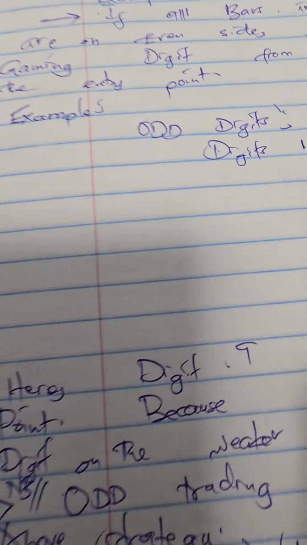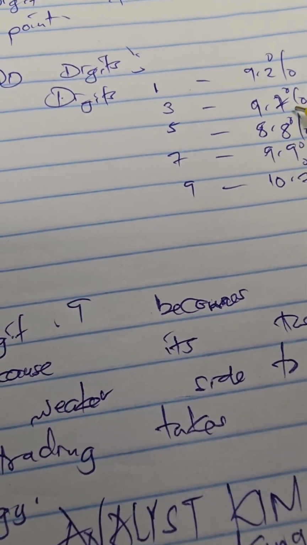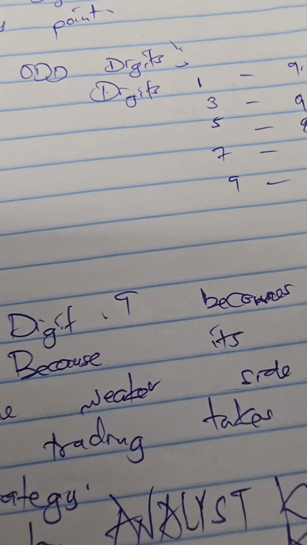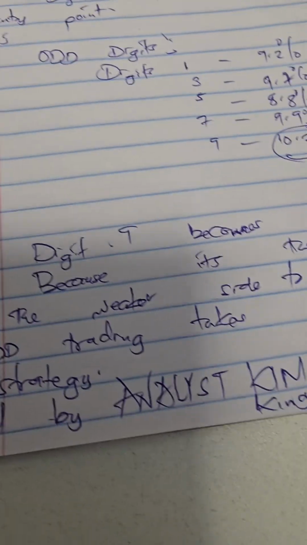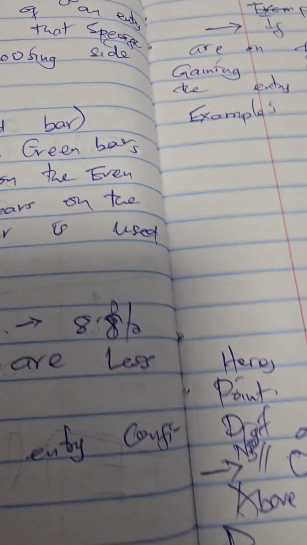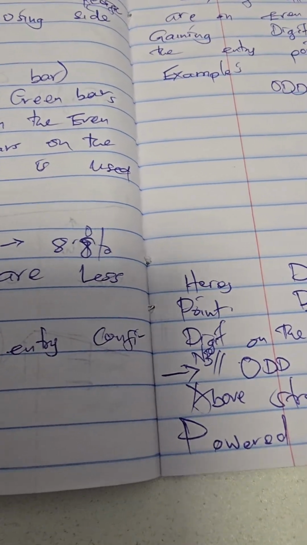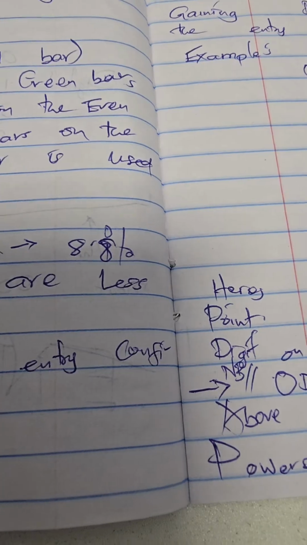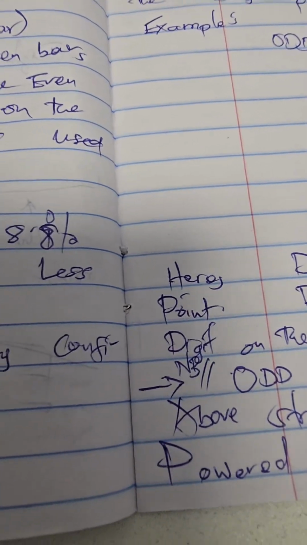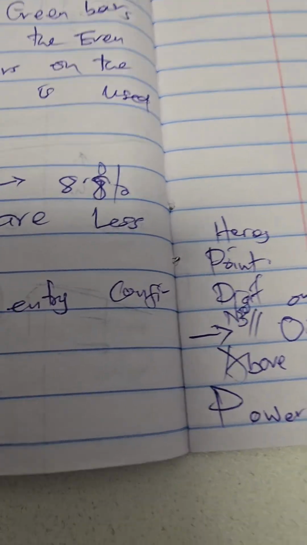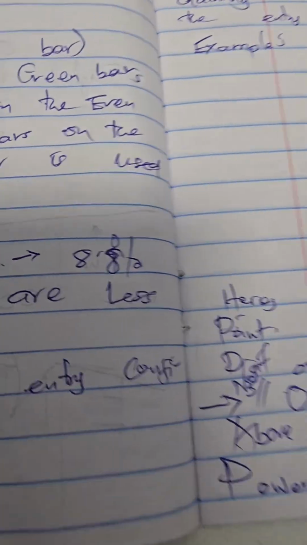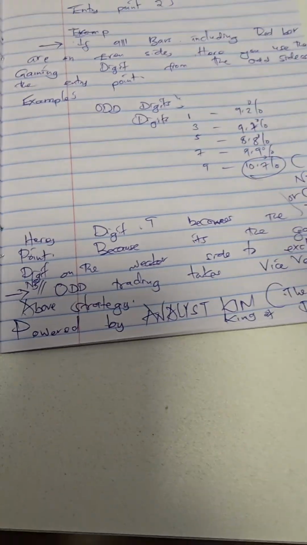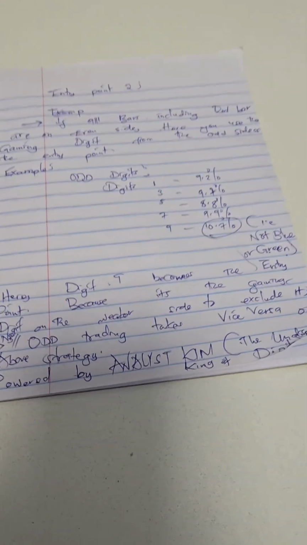of the market. For example odd digits ikuwe na 9.2, 9.7, 8.8, 9.9 and 9 ikuwe na 10.7 sasa, but it's not the blue bar or maybe the green bar. Sasa utaitumia kama entry pamoja. Haya, so here digit 9 becomes the entry point because it's the gaining digit on the weaker side of the market. So to exclude it, we use it as the entry point. Trading the odd market, the vice versa applies. And now above is the even and odd strategy.